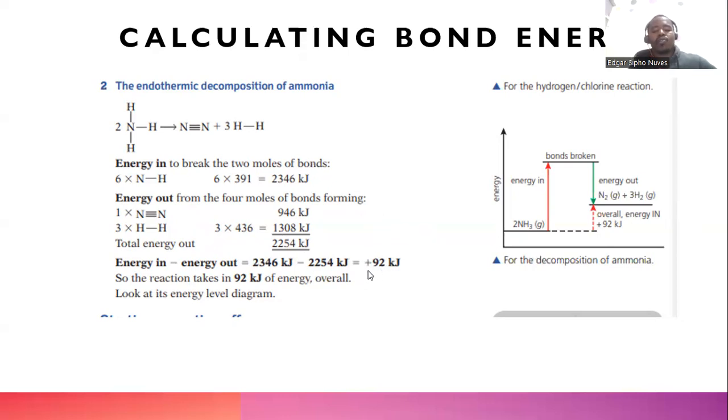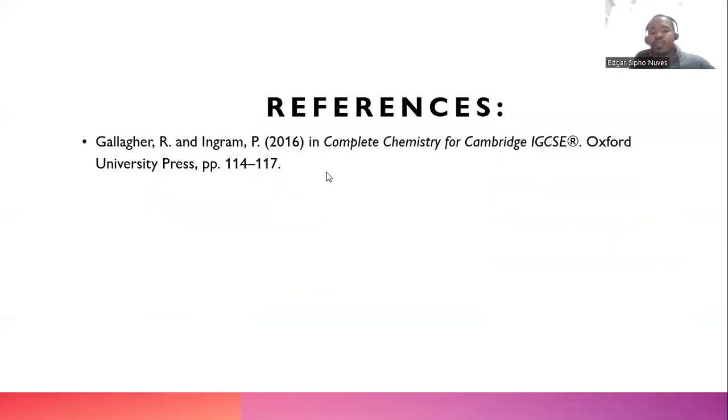And 92 kilojoules is positive, so this reaction is overall endothermic, and we expect that the energy of the products is higher than the energy of the reactants because energy is taken in. And here's your energy profile diagram. And that puts us at the end of this lesson.